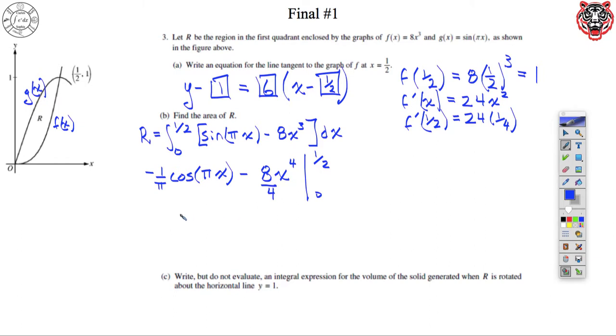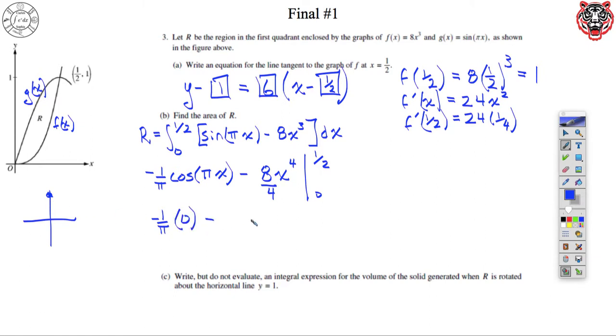It might be something. So first, let's plug in 1/2. So it's going to be negative 1 over pi of cosine of pi over 2. What is cosine of pi over 2? So I always like to draw this just in case we forget. Cosine of pi over 2 is right there. It's 90 degrees, and cosine is the x-coordinate. X-coordinate is 0, so it's going to be 0.